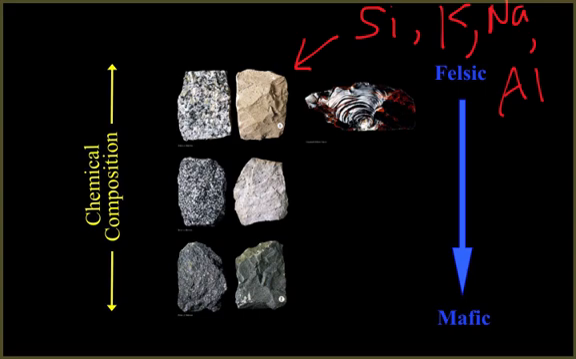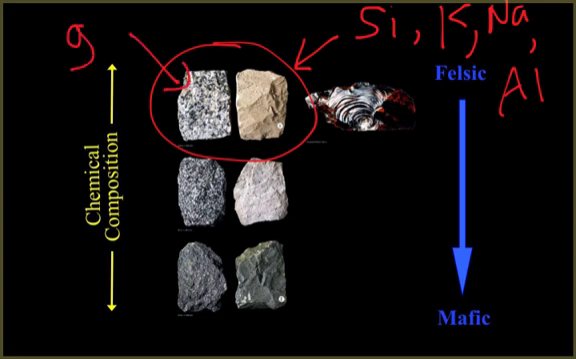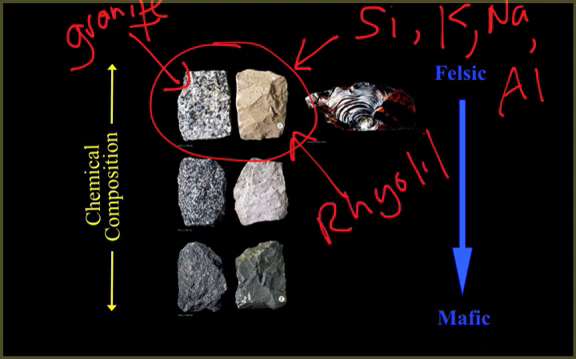And that refers to both the volcanic and the plutonic equivalents, so the granite and the rhyolite. That's the granite. The granite, and that's the rhyolite. Those are chemical equivalents. The only difference between the two is the crystal size.